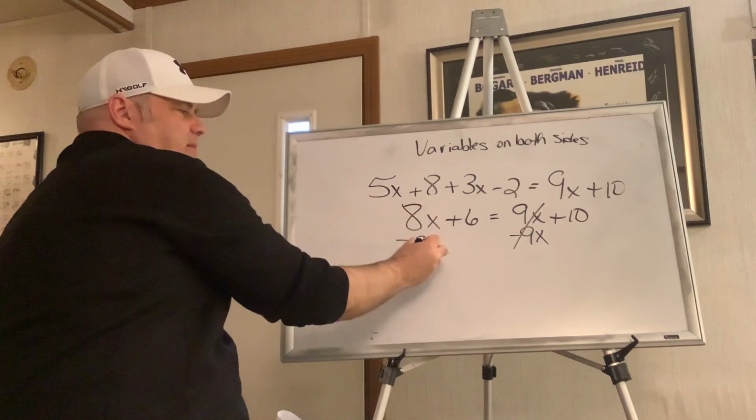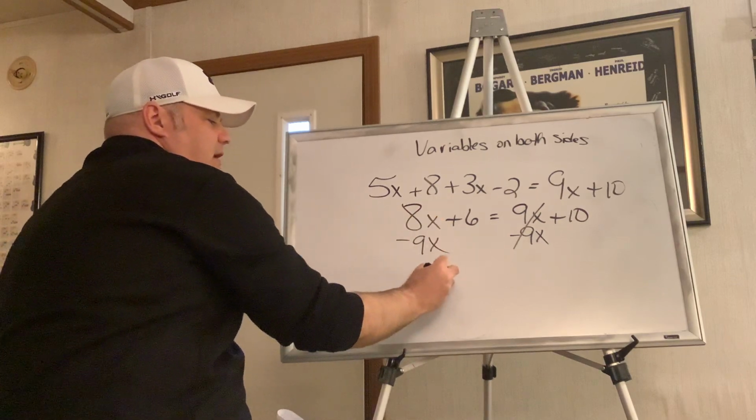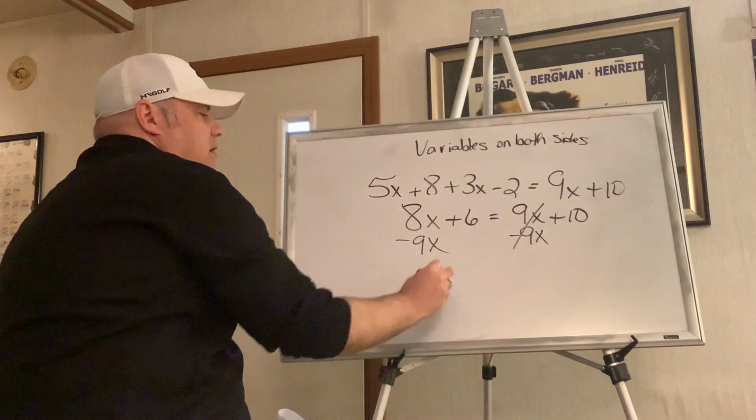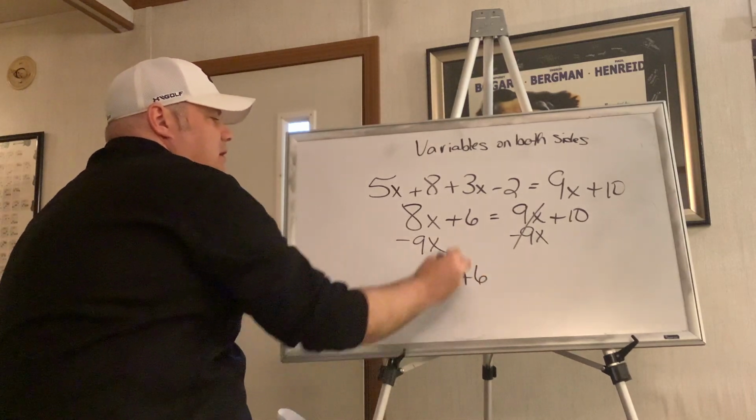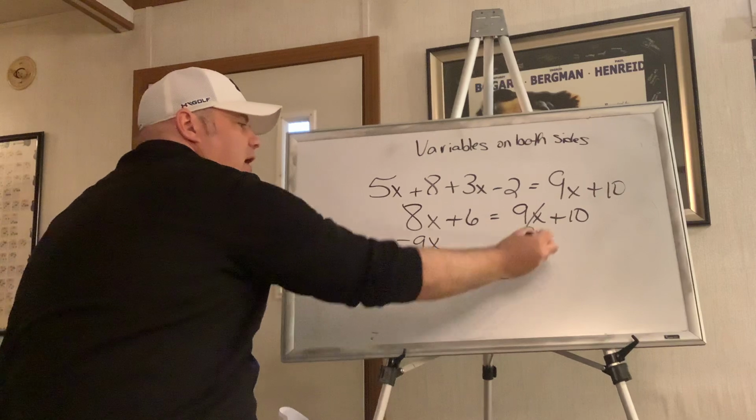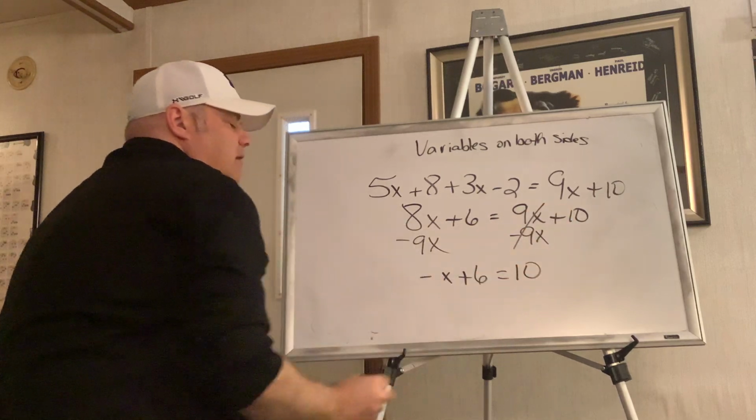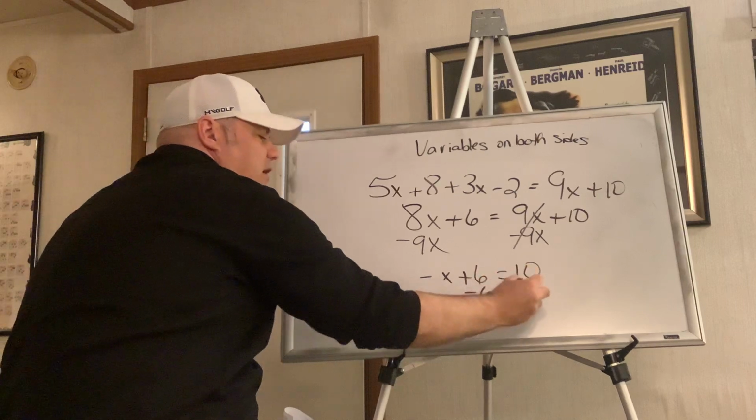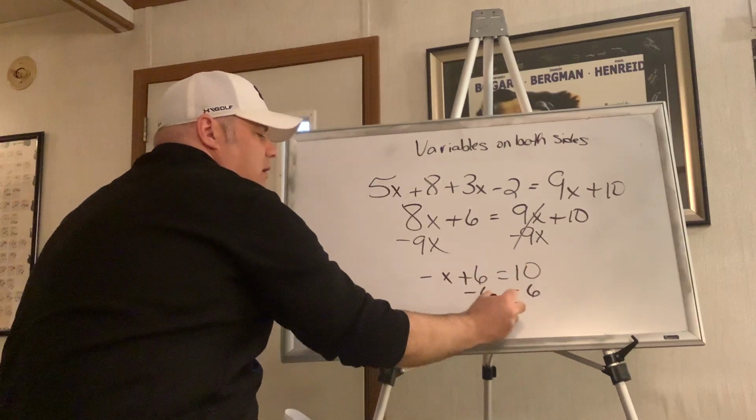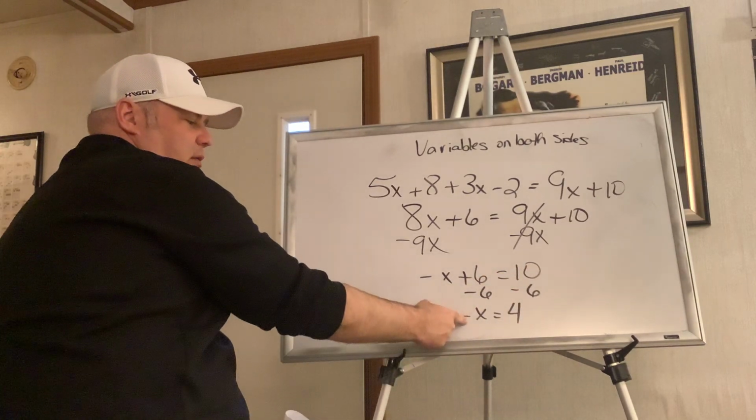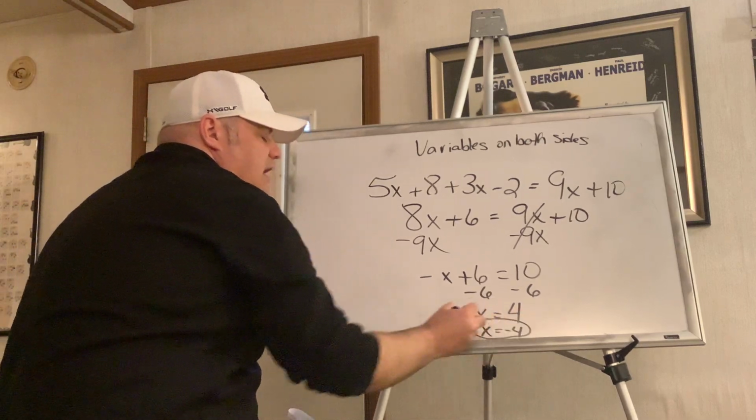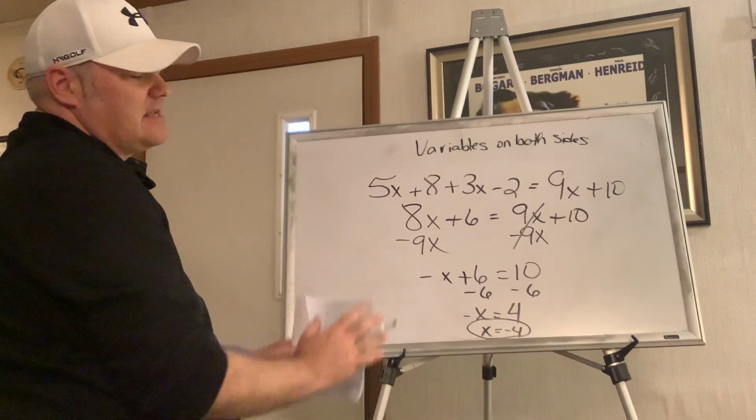And what is 8x minus 9x? Well, negative 1x. And we don't need that 1, so it's just negative x plus 6. That never went away. And over here, all I'm left with is 10. Okay, now all I need to do is move the 6 over here. And remember, we don't leave it negative. We put the negative on this side. So x is negative 4. Lots of stuff, I know.